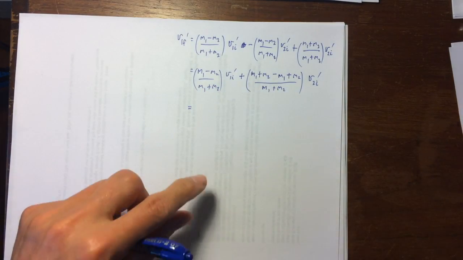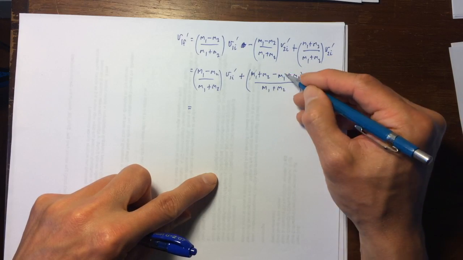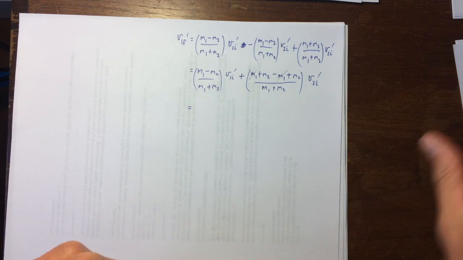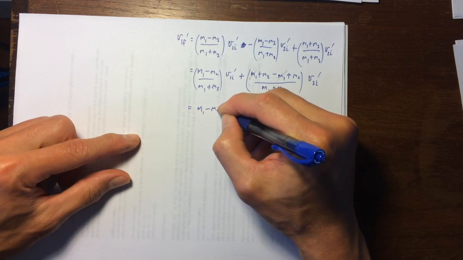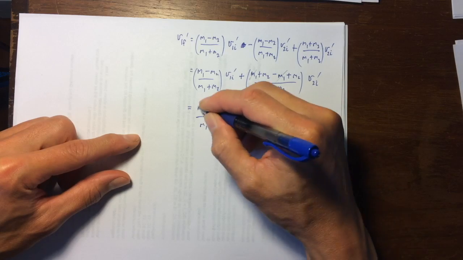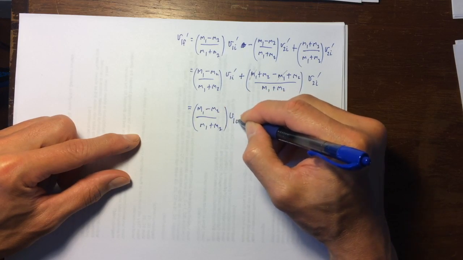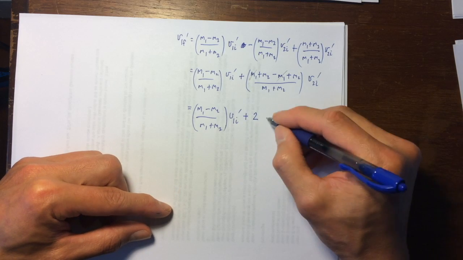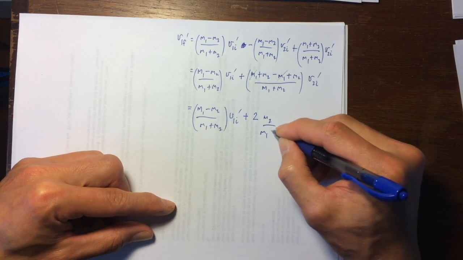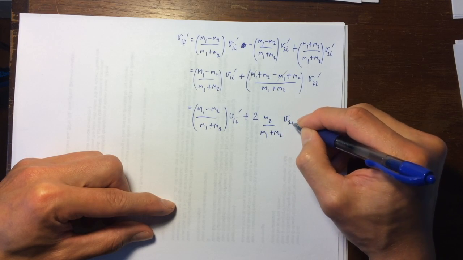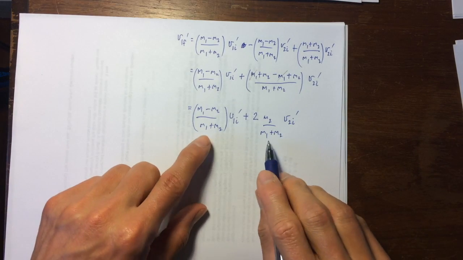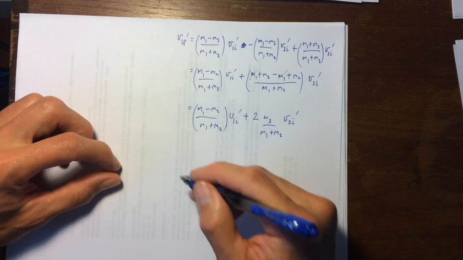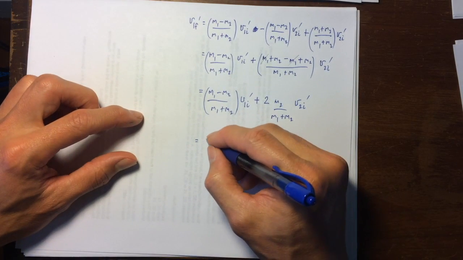So you can see there's a lot of stuff that can happen in here. The m1s cancel. So there's actually not that many things that happen, but the m2 doubles up. So we get m1 minus m2 over m1 plus m2, v1 initial prime, and then in here this goes plus 2 m2 over m1 plus m2, v2 initial prime. And then m1 plus m2 is common in the two terms. So it looks like this finally.